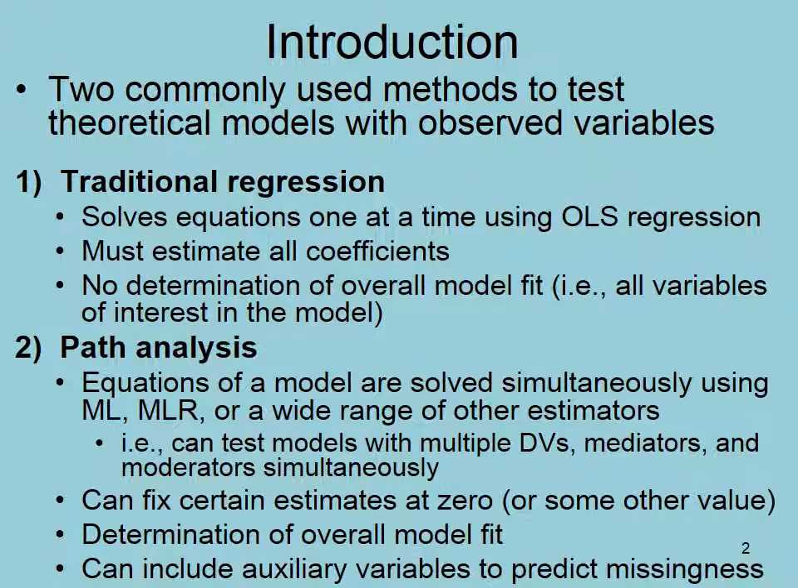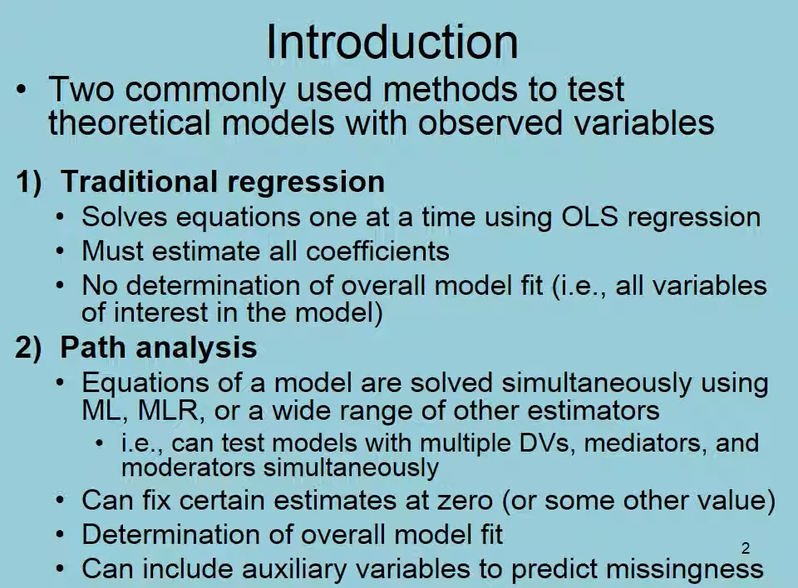The other benefit to path analysis is you can fix values at zero or some other value. For example, you can assume a full mediation and fix the relationship between x and y at zero. Another benefit is you can determine the overall model fit using your chi-square, CFI, TLI, and RMSEA. But remember, your R-squared statistic, which is how much variance in that endogenous variable can be explained by the exogenous variables, is also a measure of model fit.